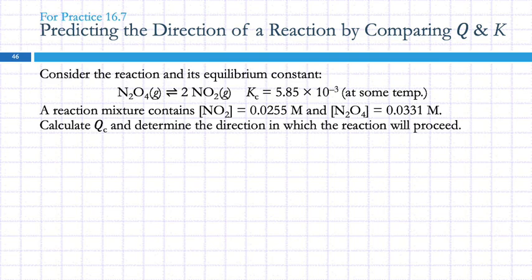Okay, consider this reaction and its equilibrium constant. A reaction mixture contains NO2 at 0.0255 molar and N2O4 at 0.0331 molar. Calculate QC and determine the direction in which the reaction will proceed.